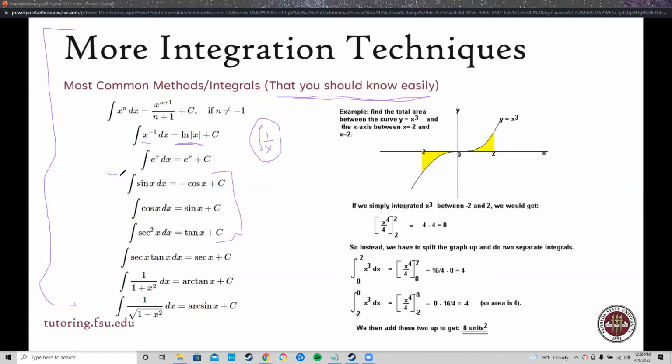Remembering these is also just as easy as remembering the derivative of each thing and going backwards. So if I know that the derivative of sine is cosine, then I know the integral of cosine is sine. You feel me? Similarly, the same can be said for these. If I know that the derivative of tangent x is secant squared x, then I know the integral of secant squared x is equal to tangent x.